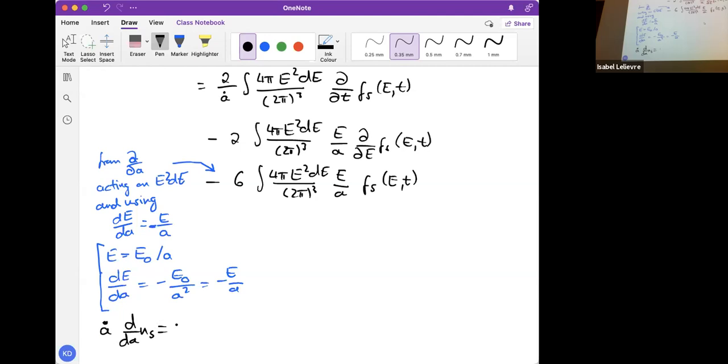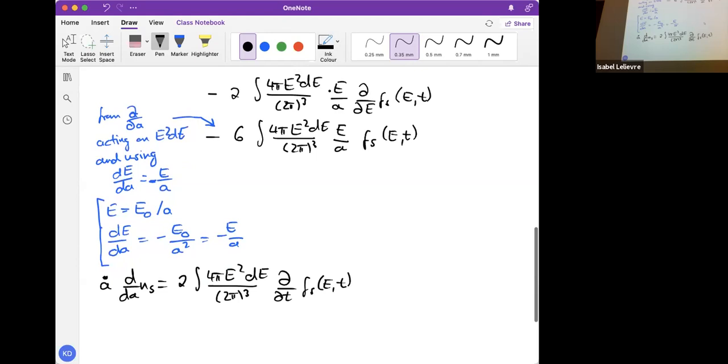dns over dA is equal to 2 times the first term. So that one we leave unchanged for the moment. We've just removed the factor of 1 over a dot because we've multiplied the whole equation by a dot. So partial derivative t of fs of E comma t.